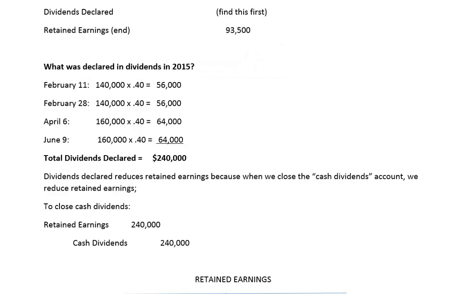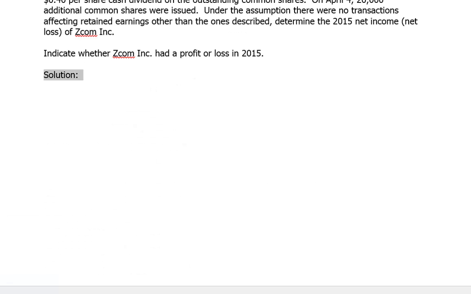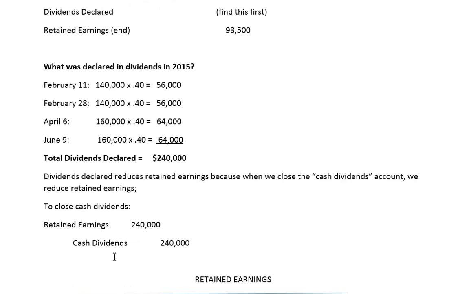Similarly, we also declared a cash dividend on February 28th. Again, no new shares were issued between February 11th and February 28th. We still only had the same 140,000 common shares issued and outstanding at the end of 2014. Those shares are going to get a 40-cent per share dividend again, and so it's $56,000 again.